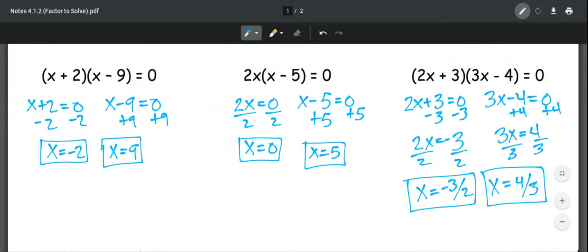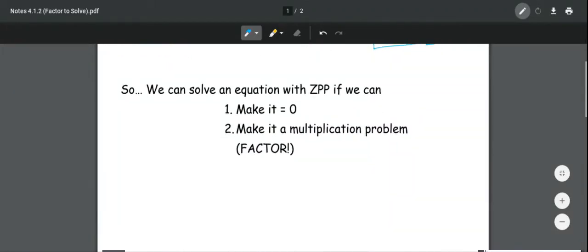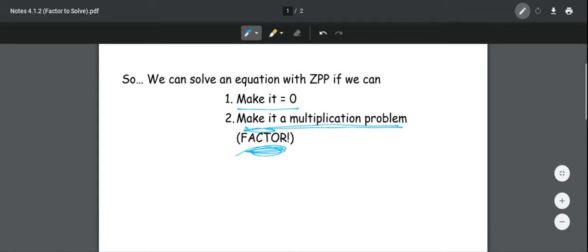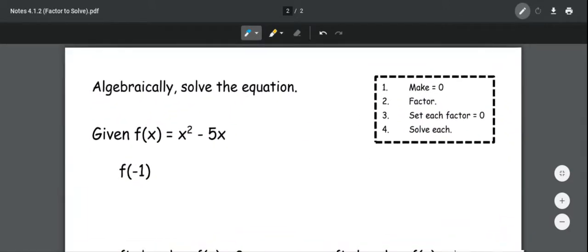All right? So our goal is to get your factors so then we can solve really easily. Okay? So we can solve an equation with zero product property if we can make it equal to 0 first, and then make it a multiplication problem. So that means we need to factor. So here's your little box of directions if you forget.